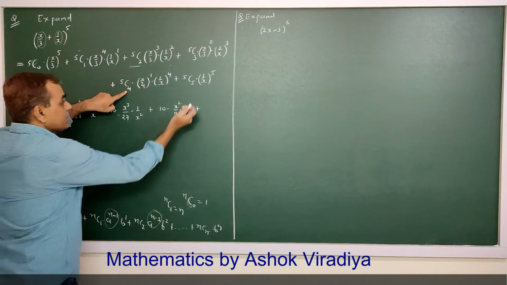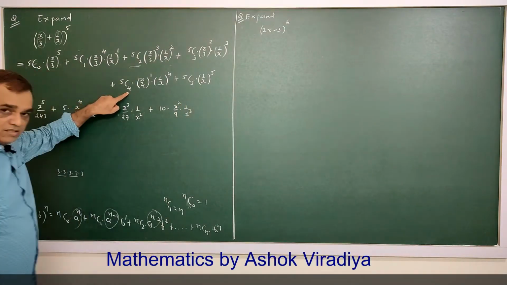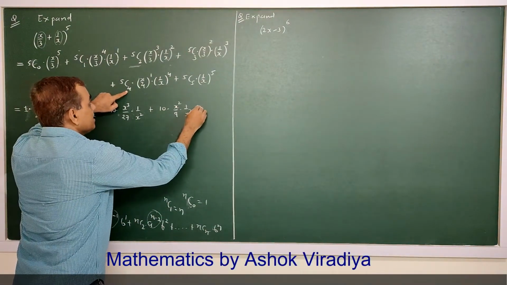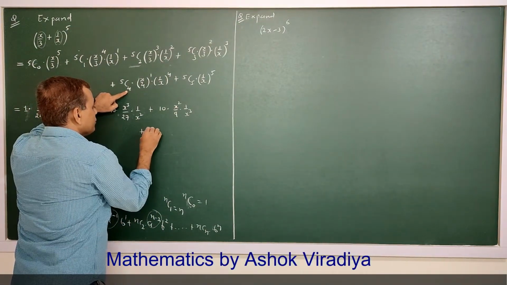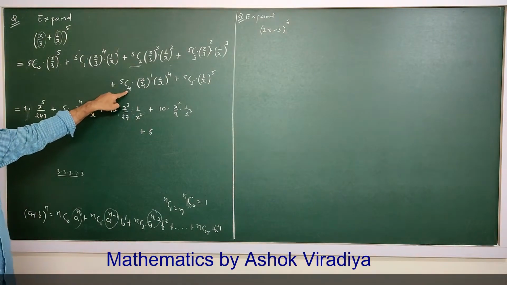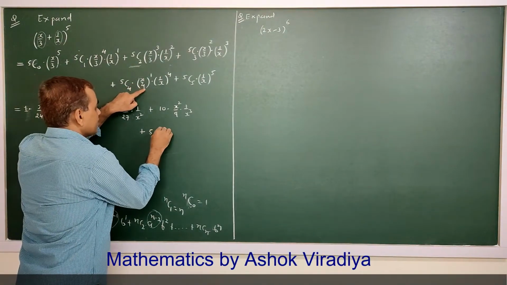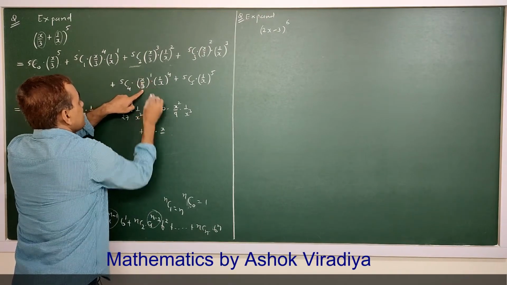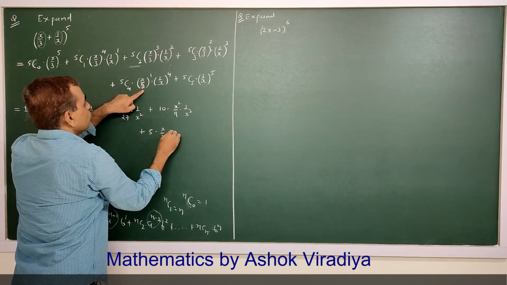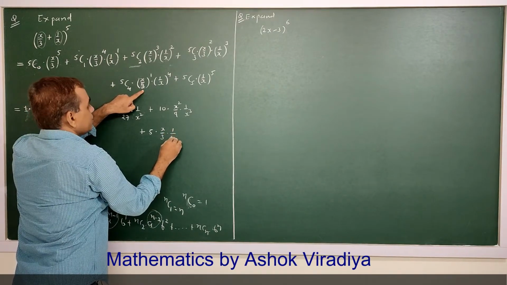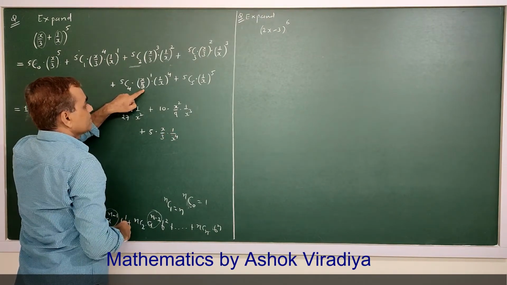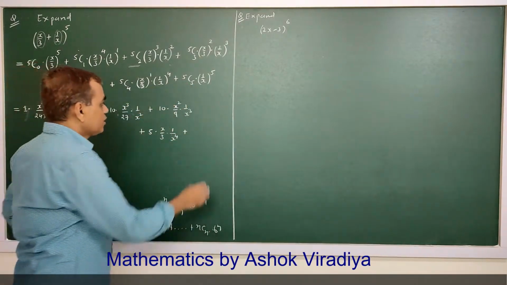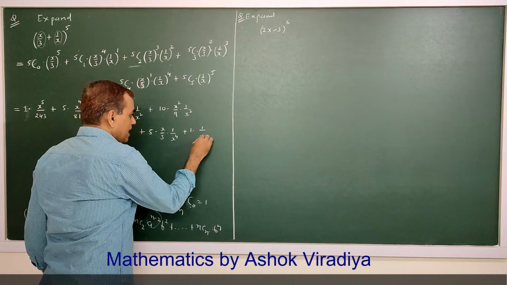5c4 is 5c1 and 5c1 is 5 into, sorry, this is x by 3, into 1 upon x raised to 4, plus 5c5 is 1, so 1 into 1 upon x raised to 5.